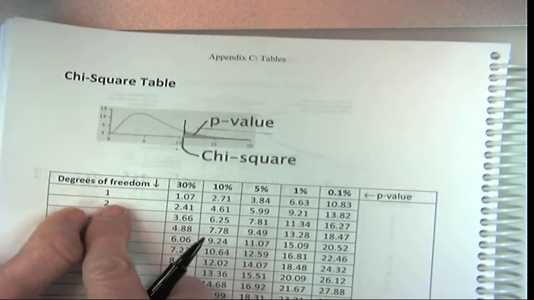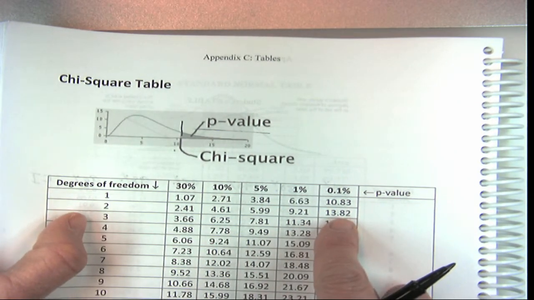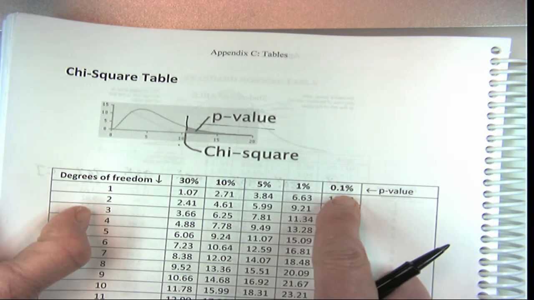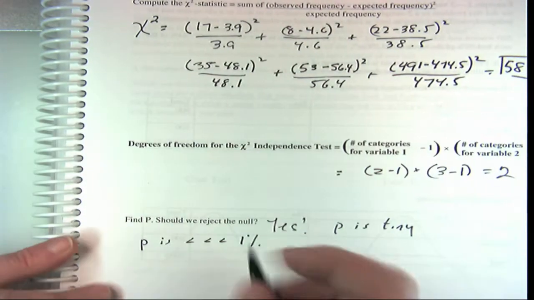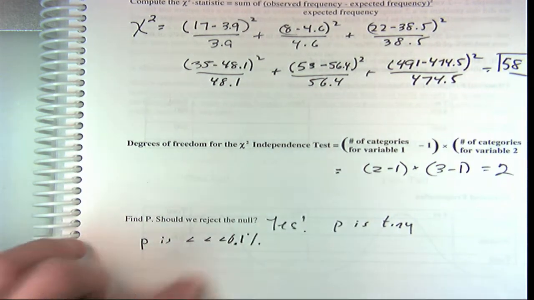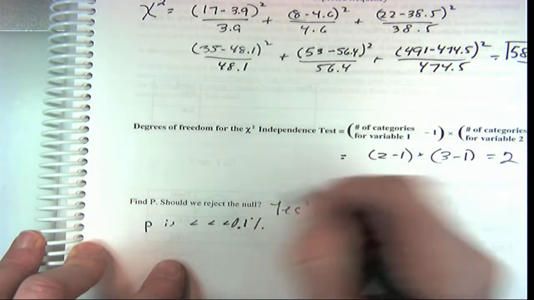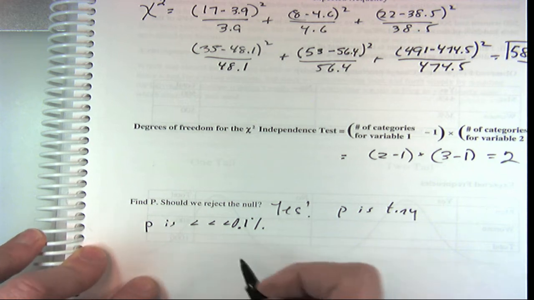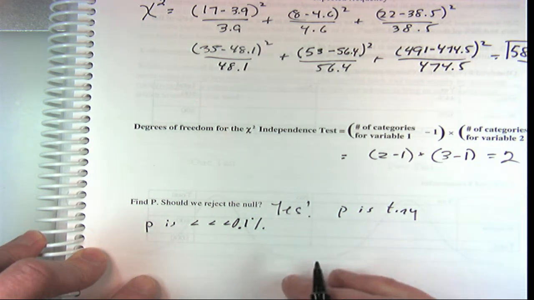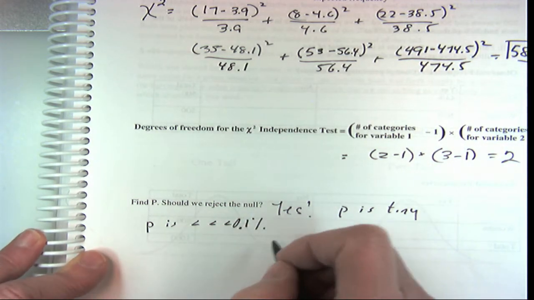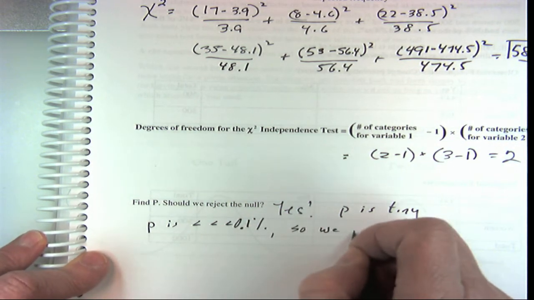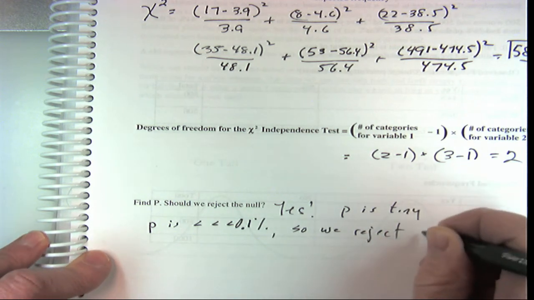You could look. How many degrees of freedom? We have 2 degrees of freedom. 13.82 would give us a value of 0.1%. So our p has to be way less than 0.1%. So we have enormous significance. So what does that mean? I mean, in this case, we know that something was going on with the tattoos. Okay? So it was a very important study. So we reject the null.